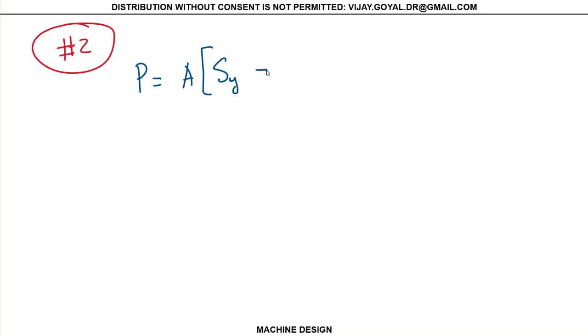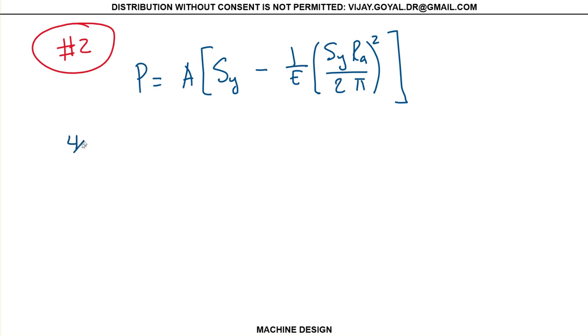Okay, so now I go to number two. And the J.B. Johnson equation says P is equal to A times sigma yield minus 1 divided by Young's modulus, sigma yield, so the actual slenderness ratio, 2 times pi, all of this squared. And then on this side we have 40,000. And then this is B squared, that's your A.